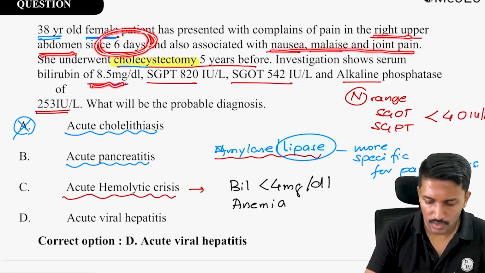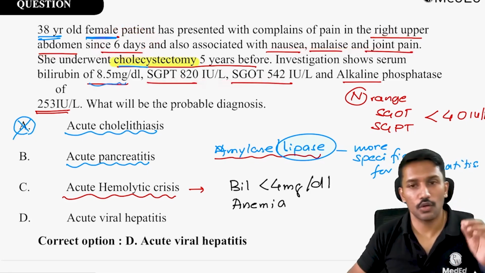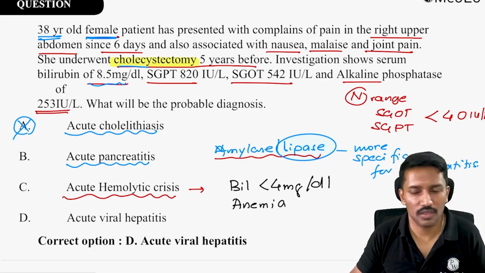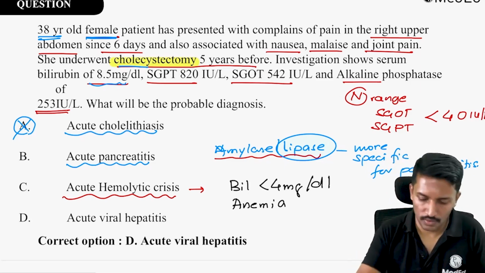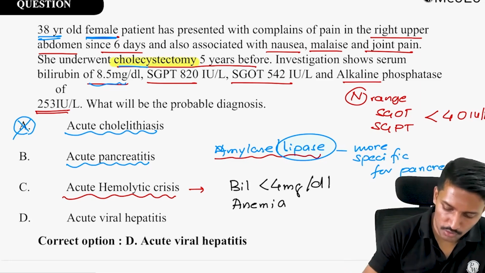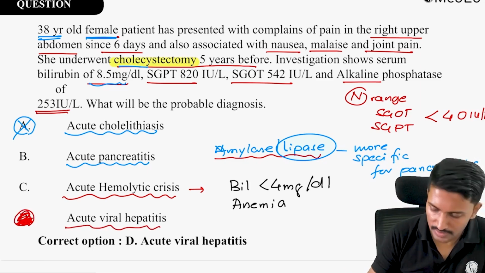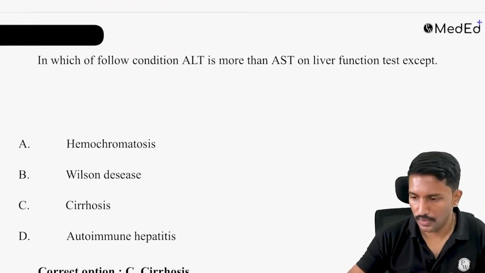And in acute viral hepatitis, we can see SGOT, SGPT even go in terms of thousands, right? I have seen patients with 5,000, 6,000 SGOT, SGPT without any major issue. So this is a typical clinical picture of acute viral hepatitis. So I will go ahead with option D as the answer. Okay. Now next.